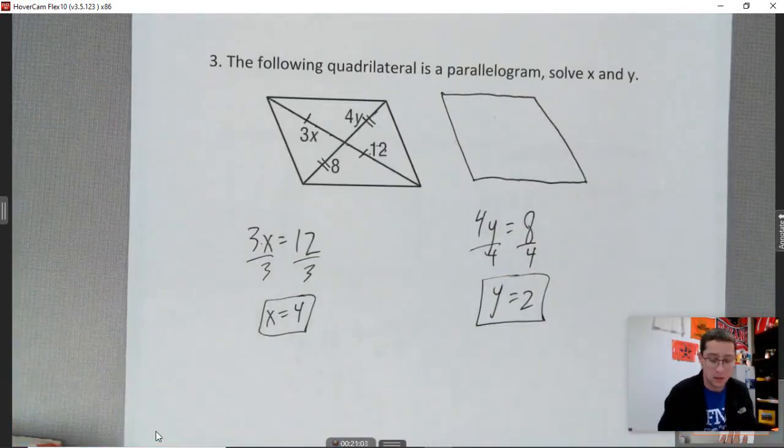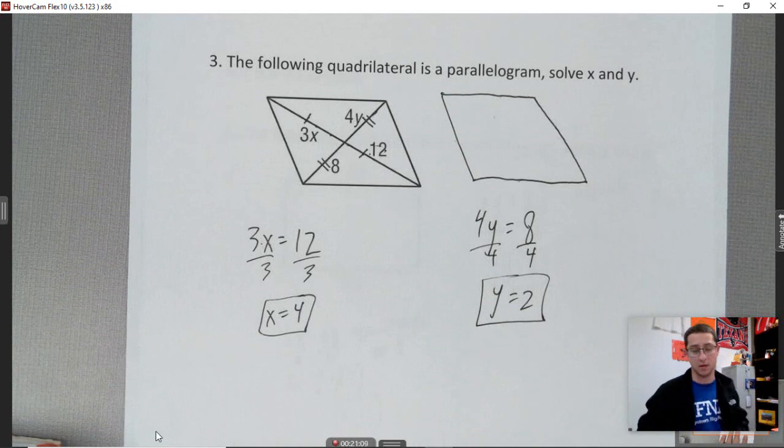That is applying those, I guess, 5 different properties of parallelograms.